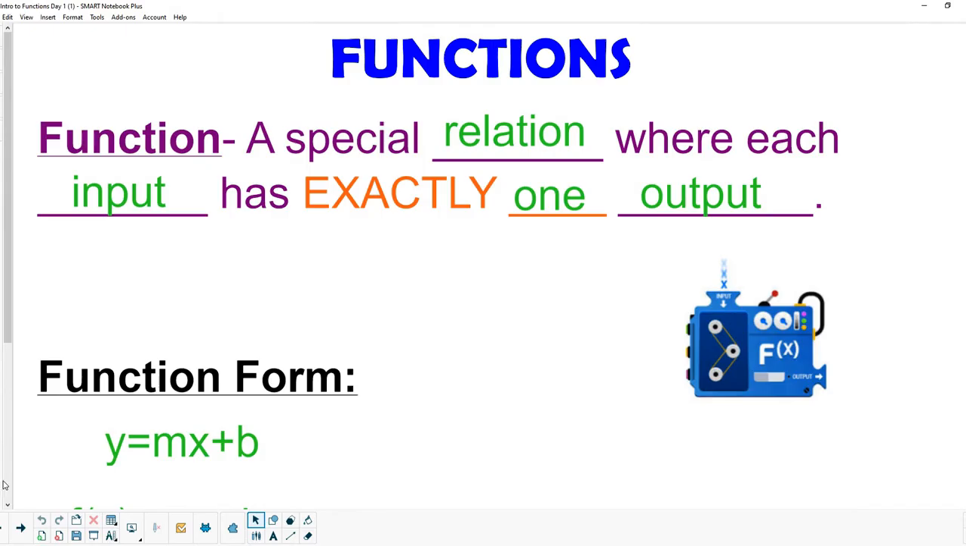A function itself is a special relation where each input has exactly one output, which basically means that if I put a number into an equation, it will do some operations on that number and then output an answer. And if I put the same number back into the same equation, I better get the same number out. If I get a different one, then something is not working and it's not considered a function.